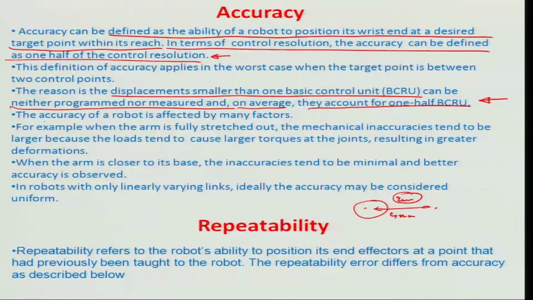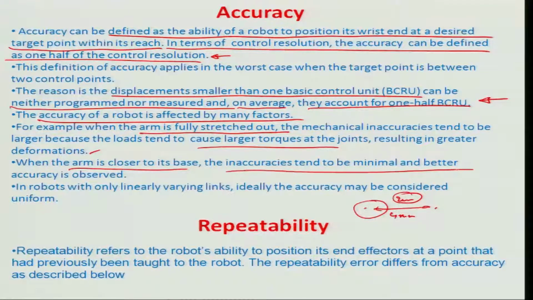The accuracy of a robot is affected by many factors. For example, when the arm is fully stretched and in full load conditions, the accuracy may be poorer because of greater deformations caused by the load. If the arm is closer to its base, the inaccuracies tend to be minimal because there are less loading conditions on the robot arm. So, the accuracy is also a dynamic phenomenon. It keeps on changing whether the robot is fully stretched or in its base position.